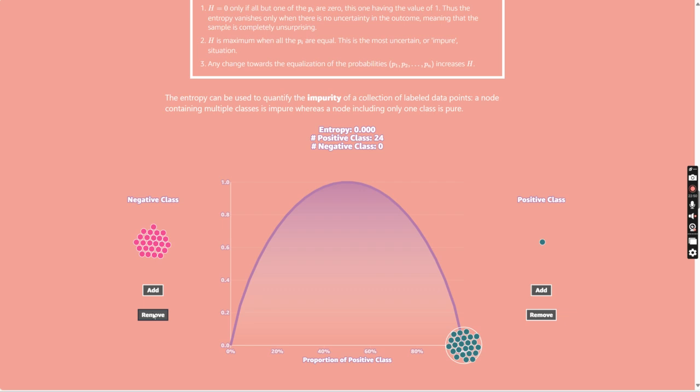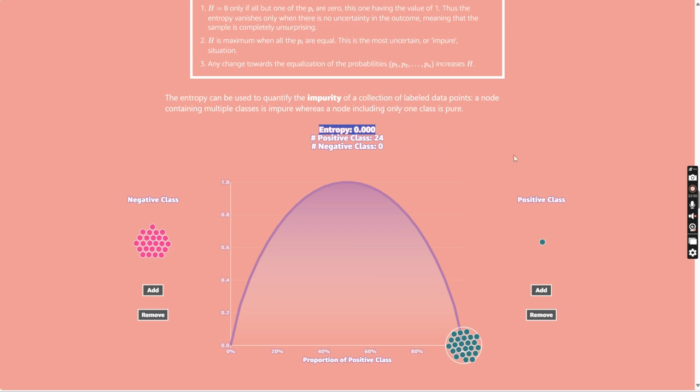Okay, now this is a pure split. For a pure split, entropy is 0. And the whole point of using a decision tree is to approach entropy equal to 0. We want entropy to be 0.